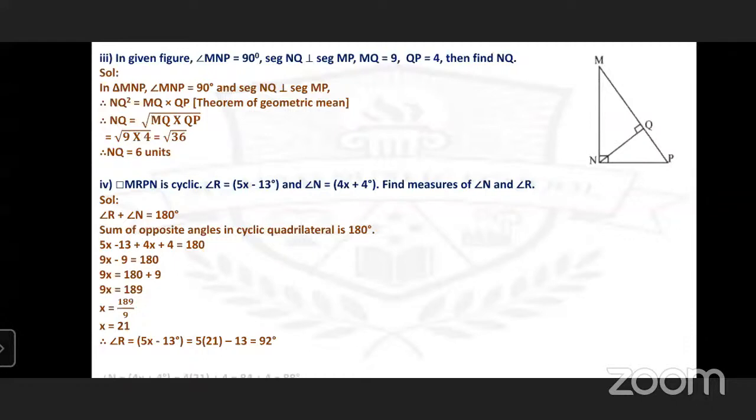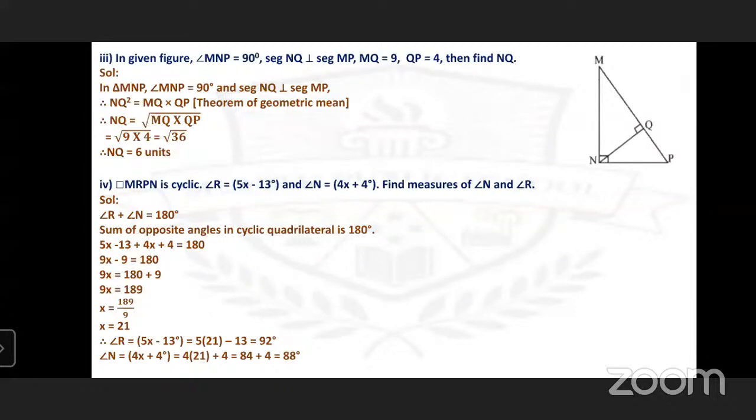Next, angle N. Angle N is equal to 4x plus 4 degree. We put x is equal to 21 here. So 4 into 21 plus 4, that is 84 plus 4 is equal to 88.